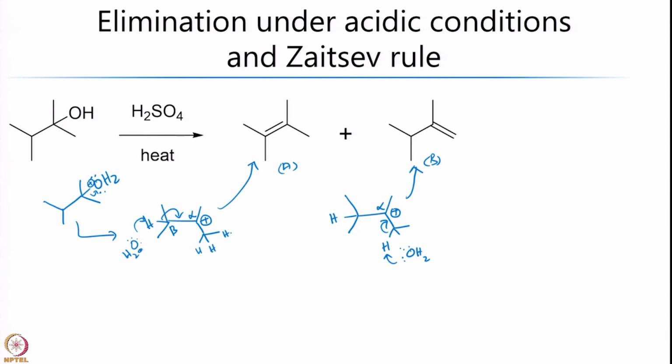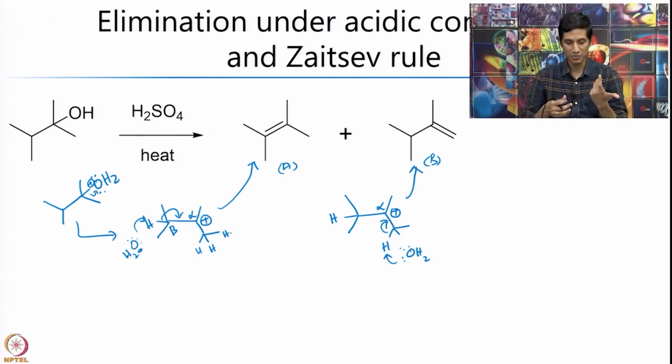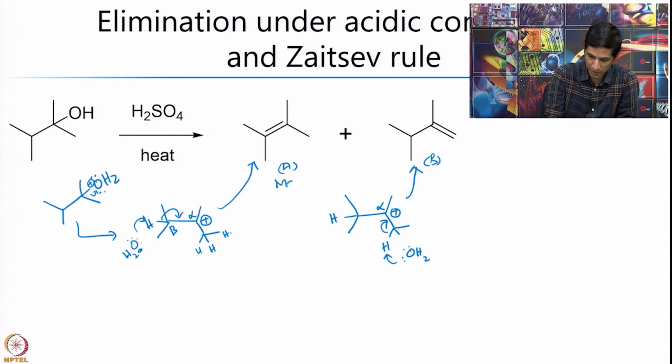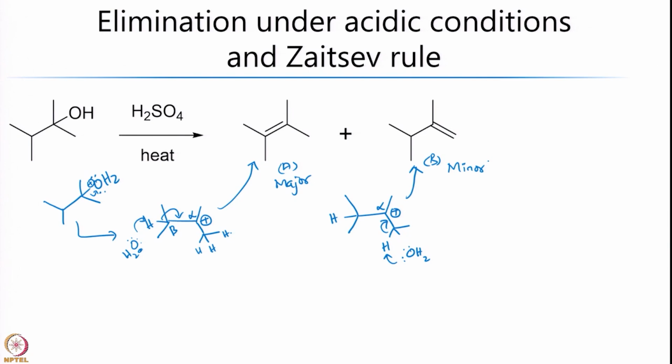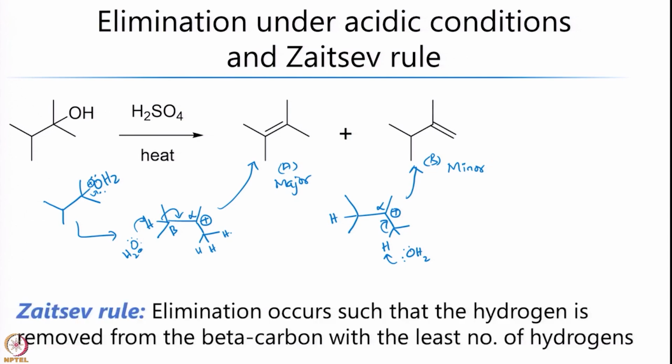So now the interesting bit is that both the products A and B are possible. However, the product which is observed in majority is A. A is the major product and B is invariably the minor product, and this is what is also termed Zaitsev's rule, or in other words, the elimination occurs such that the hydrogen is removed from the beta carbon with the least number of hydrogens. So that is what is being shown here, that is there are 2 beta carbons, like for example we had shown one beta carbon is this, another beta carbon is this.